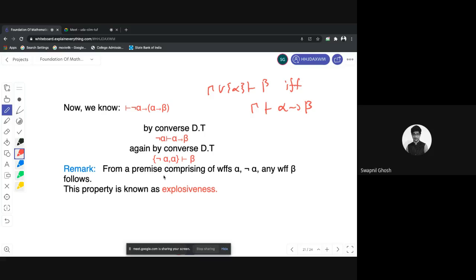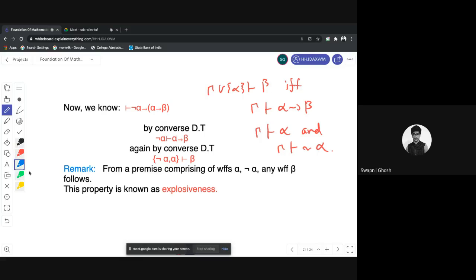Now what this means is that if in our premise set we have something of the sort that alpha and not of alpha, then any formula can be implied. This property is known as explosiveness, and this is the specific reason why we use proof by contradiction and why we are so worried about consistency. We say that the set tau is consistent if there does not exist any alpha such that tau turnstile alpha and tau turnstile not alpha.